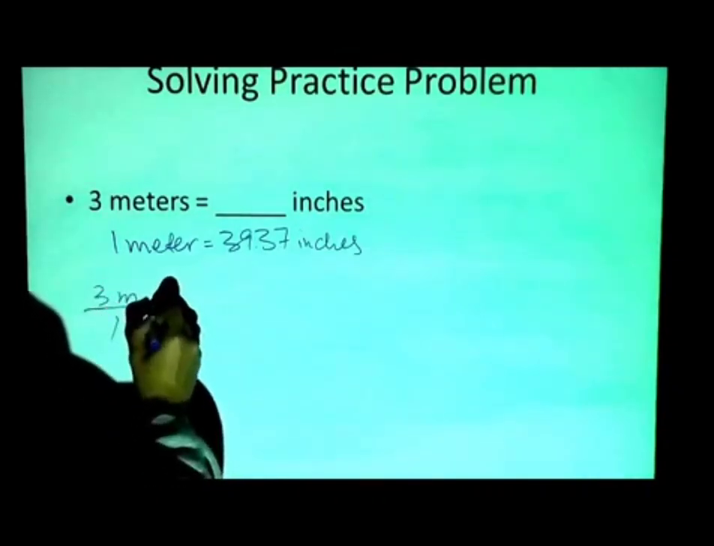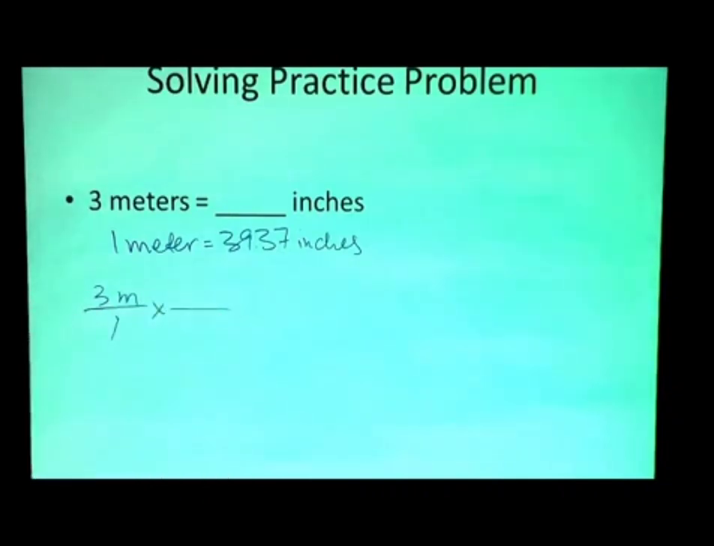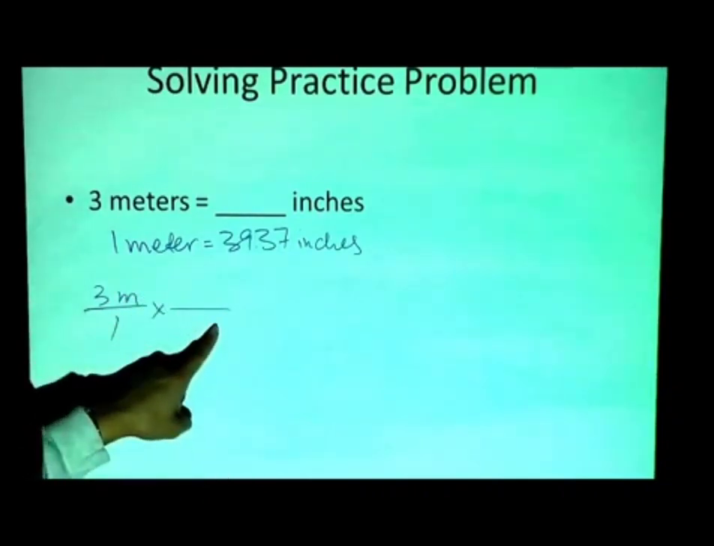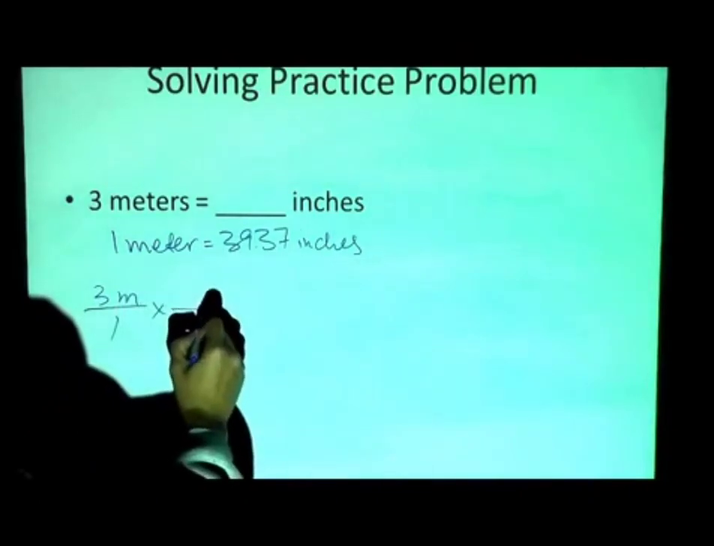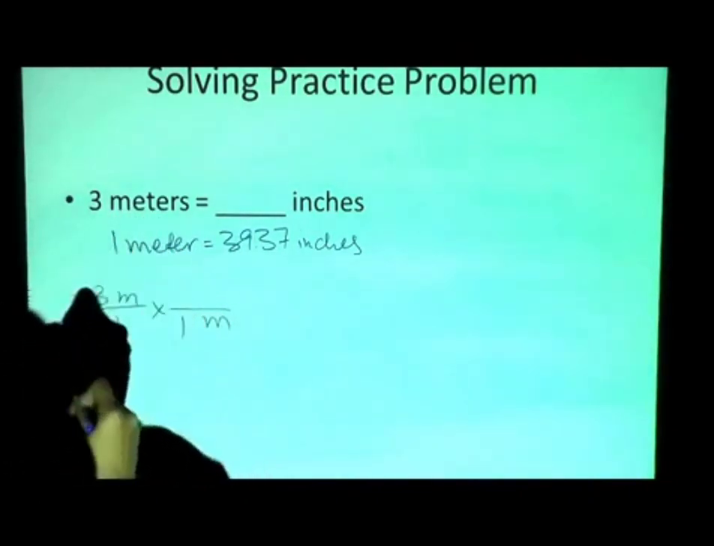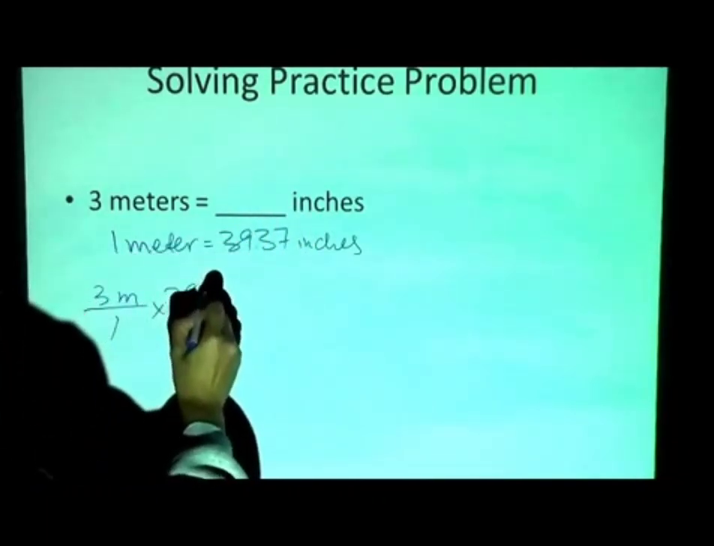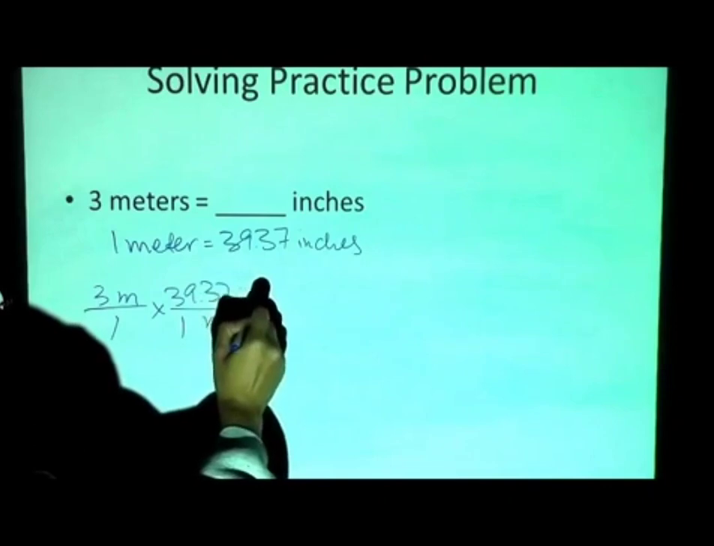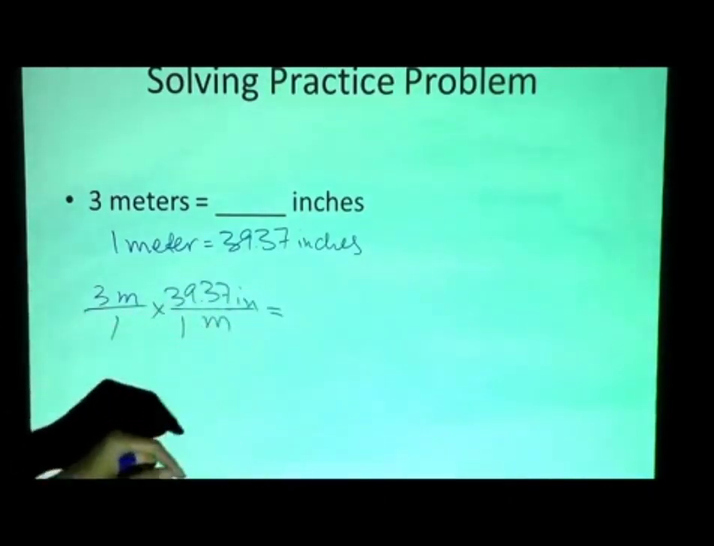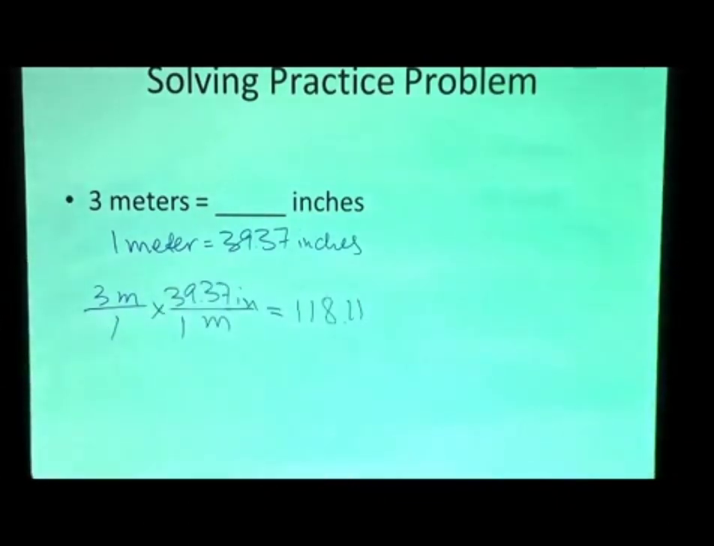This is much more straightforward in that you start with what you have, 3 meters, that's understood to be over 1, multiplied by a ratio of 1, but what's on the bottom? Meter will have to be in the bottom to cancel it out. How many meter? 1 meter. What's on top? 39.37 inches. And if you do the calculation, it should come out to be around 118.11. Okay? That's another way of doing this problem.